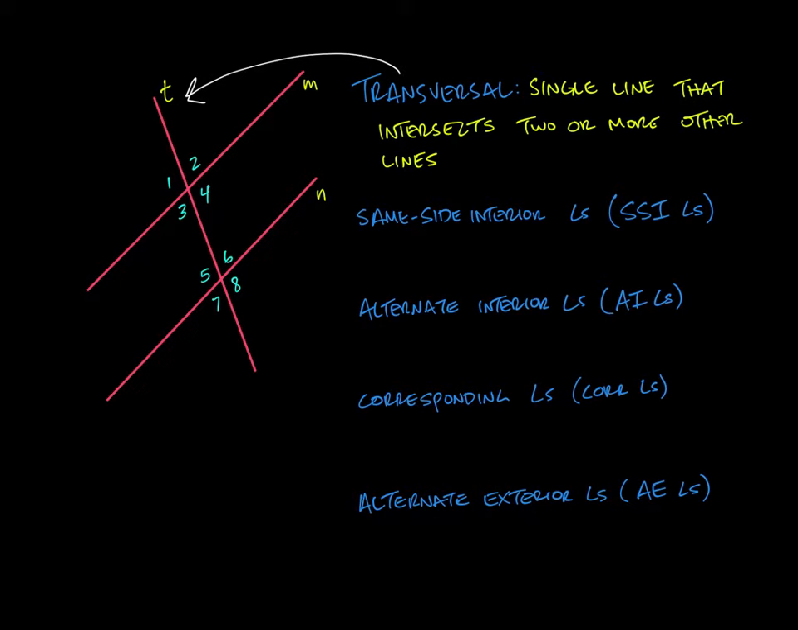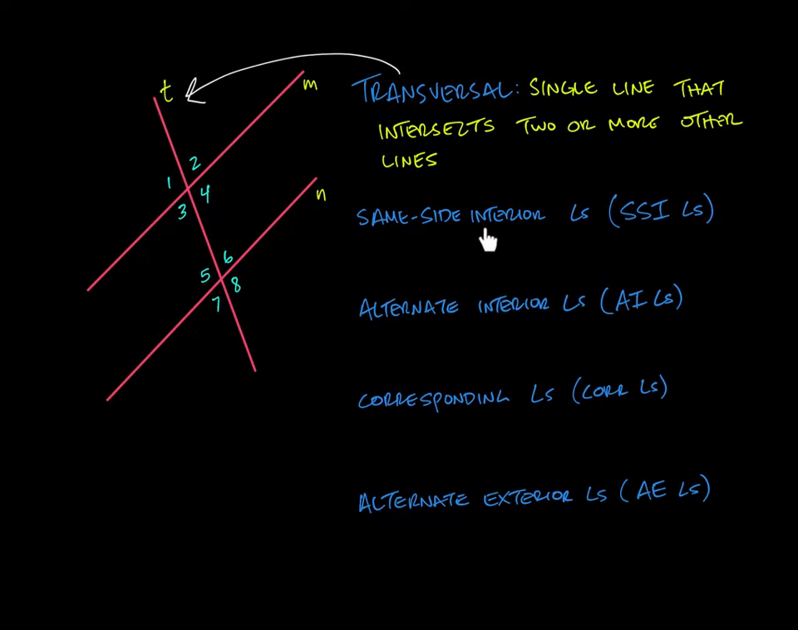So first of all, for same-side interior angles, if you look at the name same-side interior, that is really telling you what these angles have in common. So when it says same side here, we're referring to the transversal. So we are looking for two angles that are on the same side of the transversal. My transversal here is somewhat vertical, so I'd be looking for two angles that are over on the left side or two angles that are over on the right side.